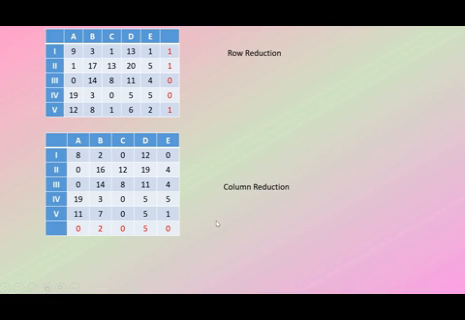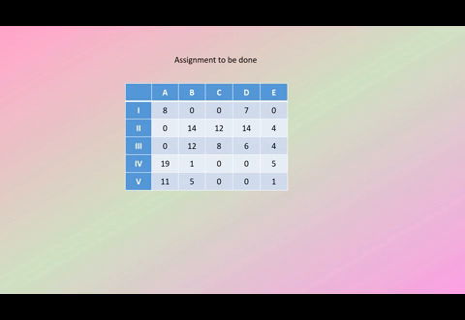So subtract these values. The resultant will be 8, 0, 0, 19, 11, 2 minus 2, 0, 16 minus 2, 14, 14 minus 2, 12, 3 minus 2, 1, 7 minus 2, 5. Here it will be 0, 12, 8, 0, 0. Here it will be 12 minus 5, 7, 19 minus 5, 14, 11 minus 5, 6, 5 minus 5, 0, 5 minus 5, 0. Coming to the last column, it will be 0, 4, 4, 5, 1. Right? So the same values I write down and go with the assignments.